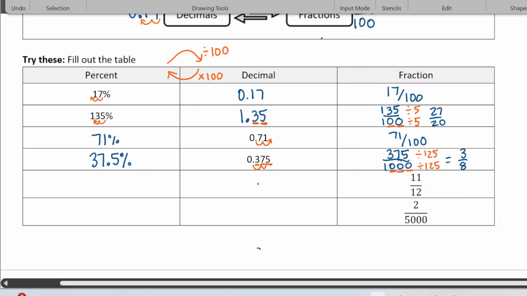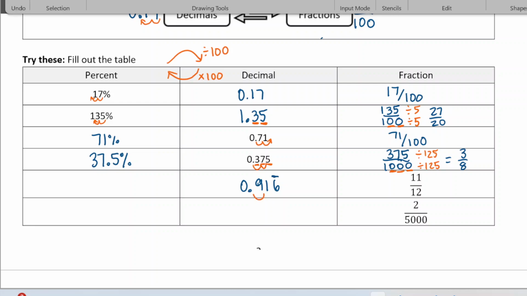So the way to write that number is 0.916 with a bar over the top. That means the 6 just goes on forever. And when we change this to a percentage, we're just going to move that decimal place over. So it's 91.6 and then repeating.